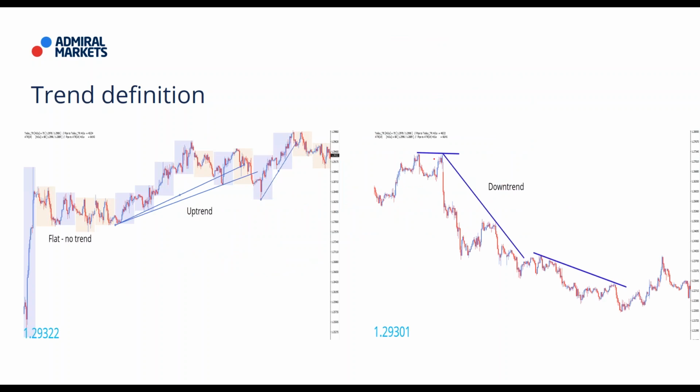So, an example. Flat. This is no trend. Flattish movement. Up and down. Up and down. This is where new traders lose their money.